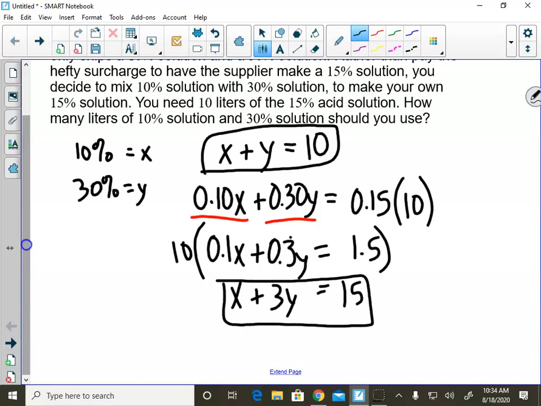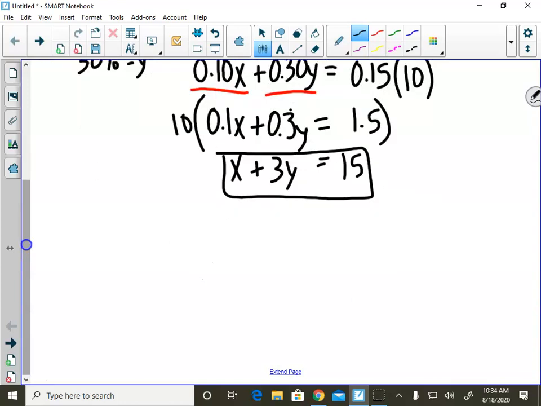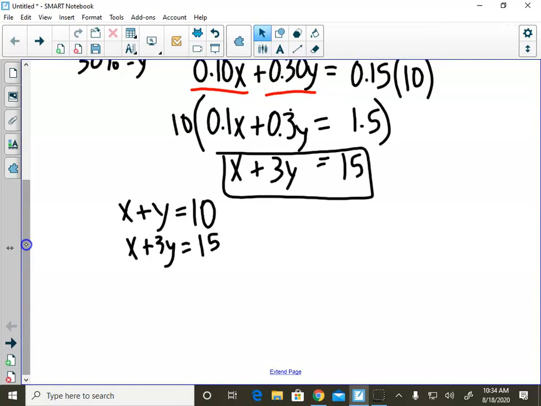So now we have this equation, and we have this equation. There is a good system to be able to solve. So let's say we have our X plus Y is equal to 10. And we know that we also have X plus 3Y is equal to 15. So you could solve this any way you'd like to. I know some of you are going to want to do this with substitution. Personally, I would do this with elimination.